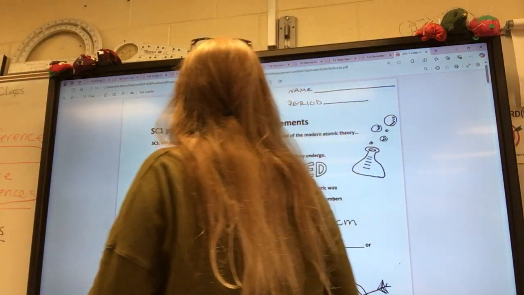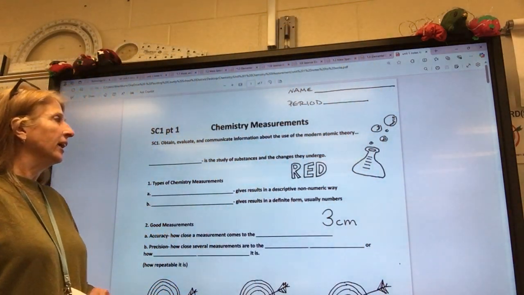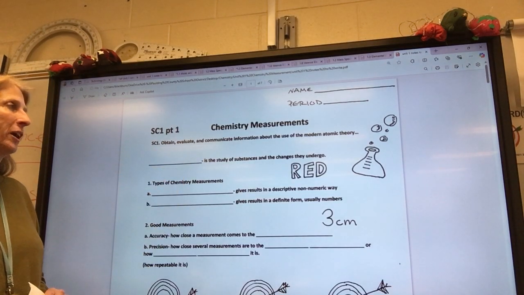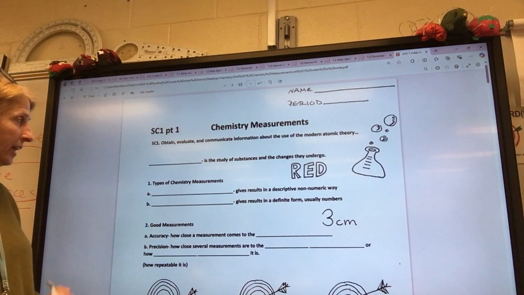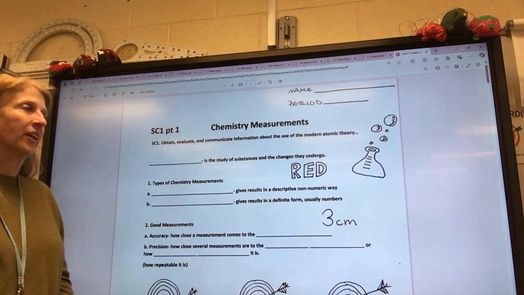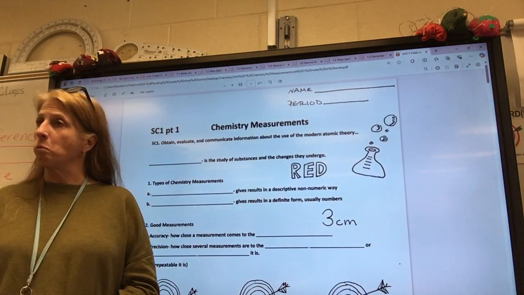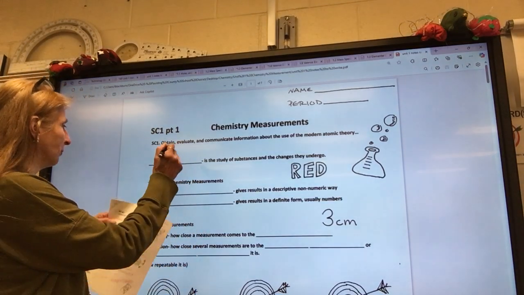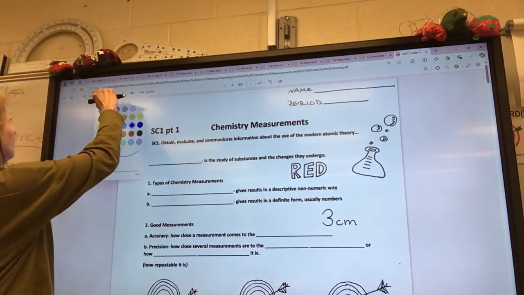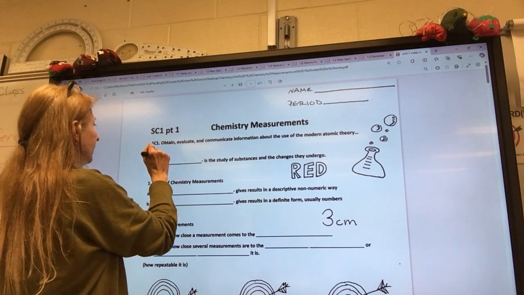Okay. All right, so here is our first unit. Chemistry measurements, where there's our standard: obtain, evaluate, and communicate information about the use of modern atomic theory. So what do you think is the study of substances and the changes they undergo? Chemistry. It is chemistry. Very good. Have I turned this on yet? Nope. Draw. Whoop, whoop. Chemistry.